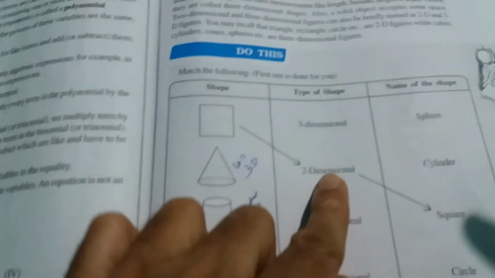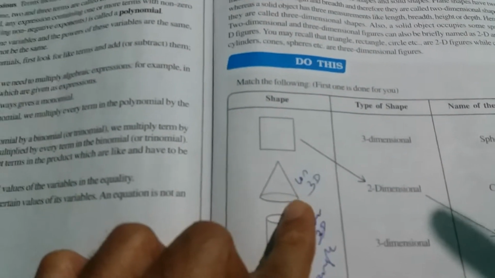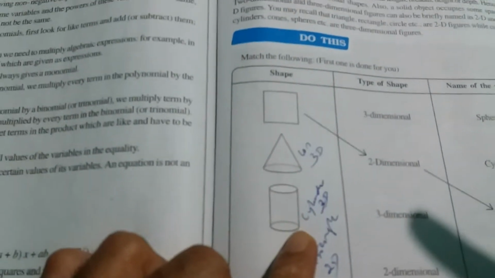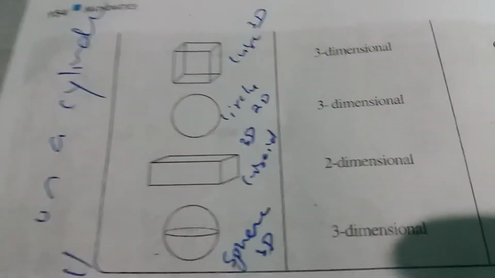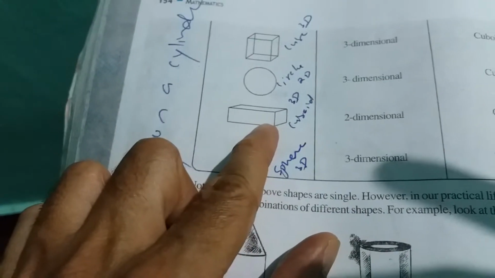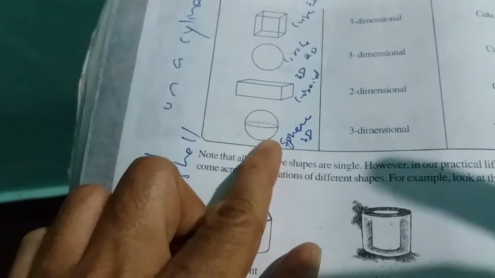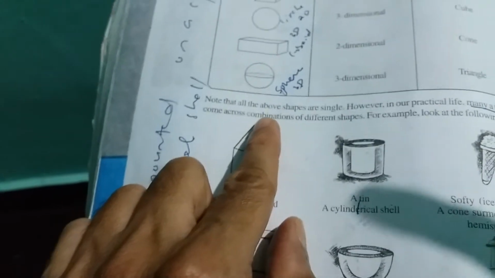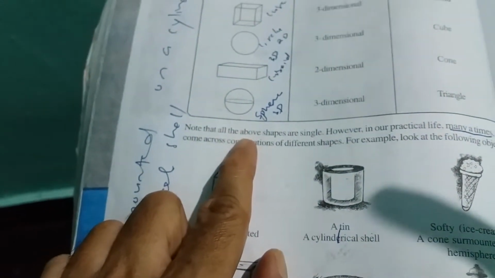Square, which is two-dimensional; cone, 3D, that is three-dimensional; cylinder, three-dimensional; triangle, which is two-dimensional; cube, three-dimensional; circle, two-dimensional; cuboid, three-dimensional; sphere, three-dimensional. Note that all the above shapes are single.